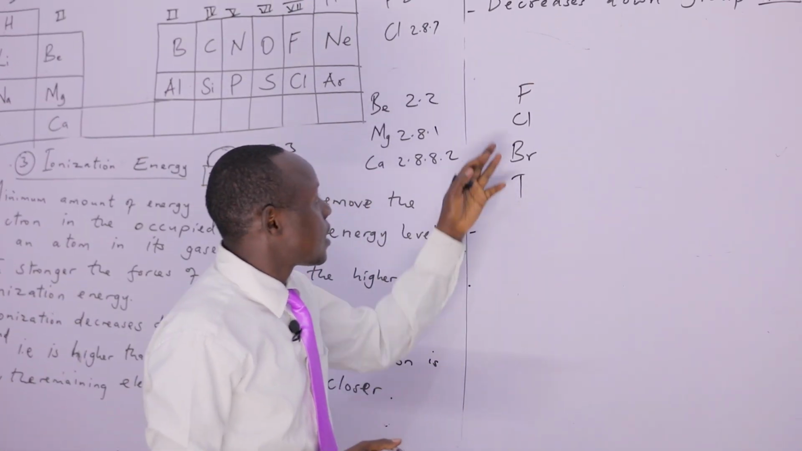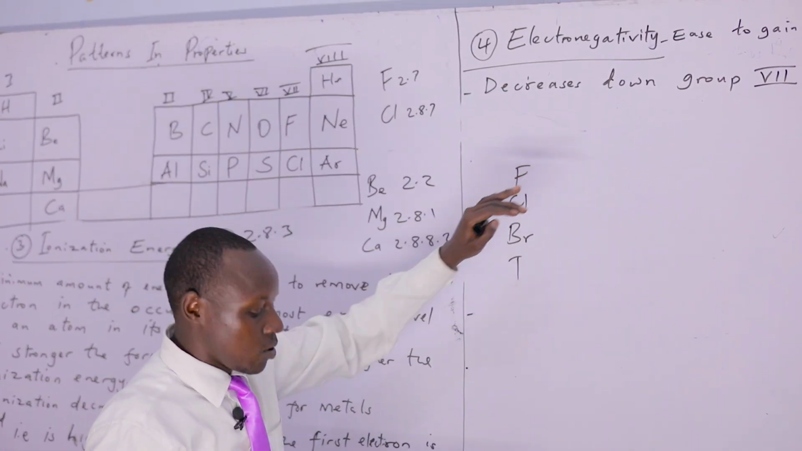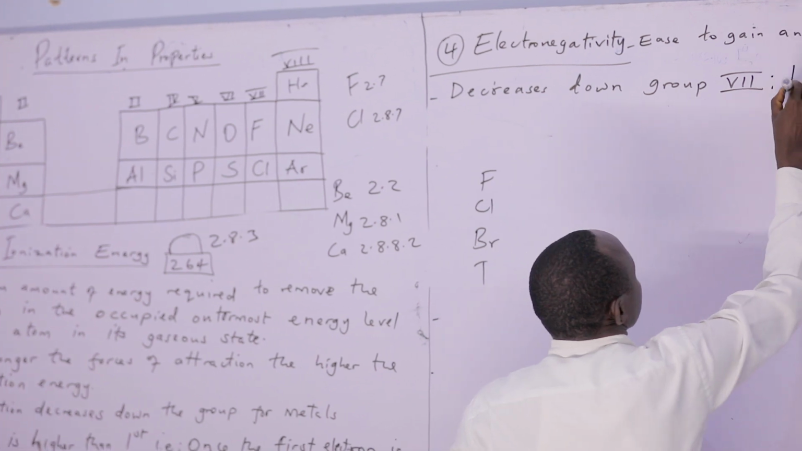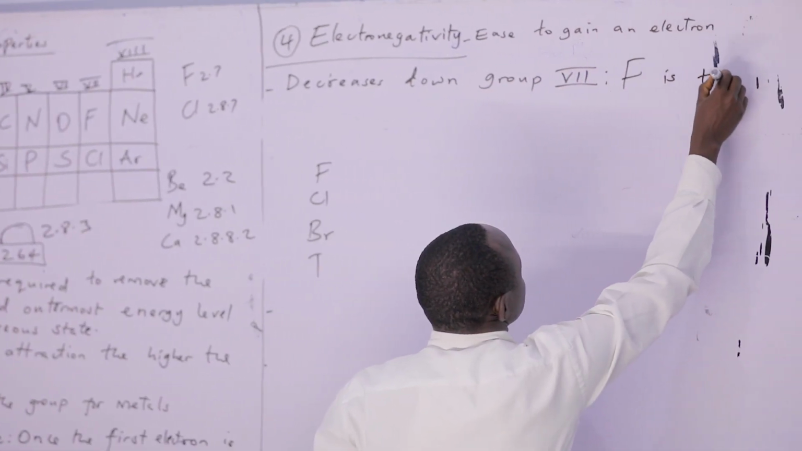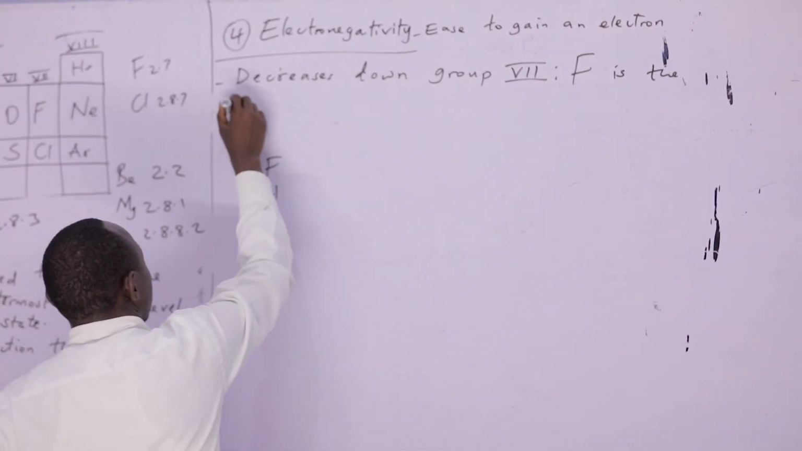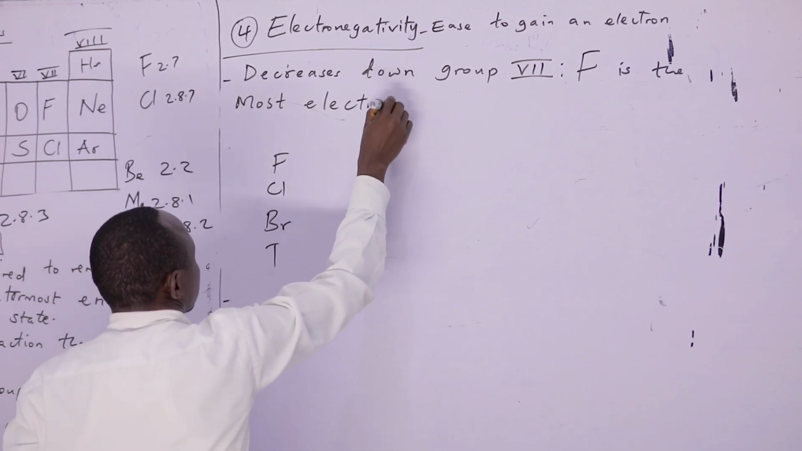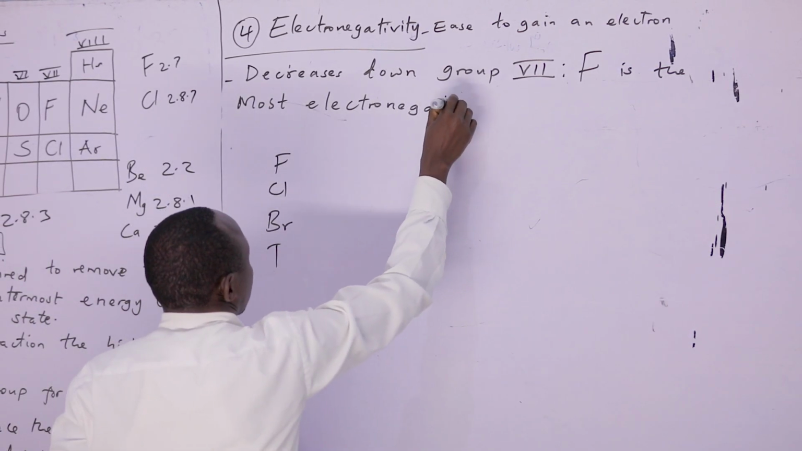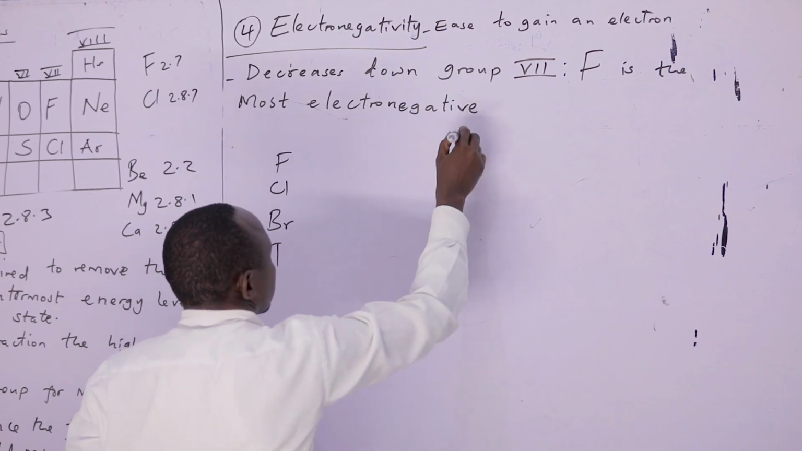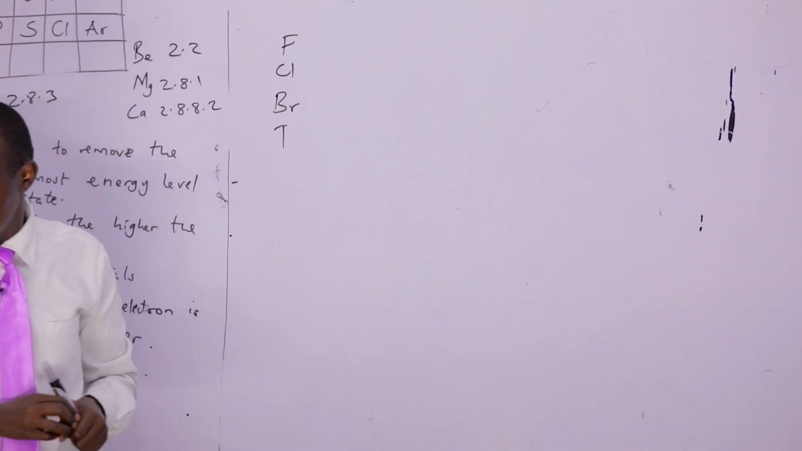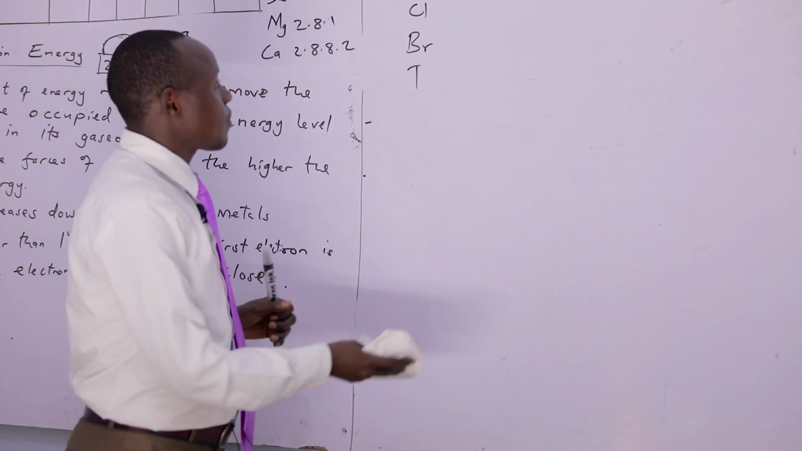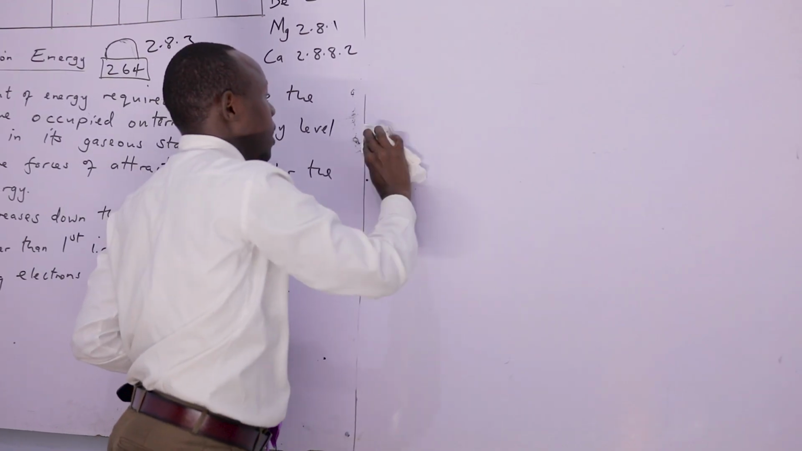Okay, so that is it. It decreases down group 7. That means fluorine is the most electronegative. So fluorine is the most electronegative atom for that matter.